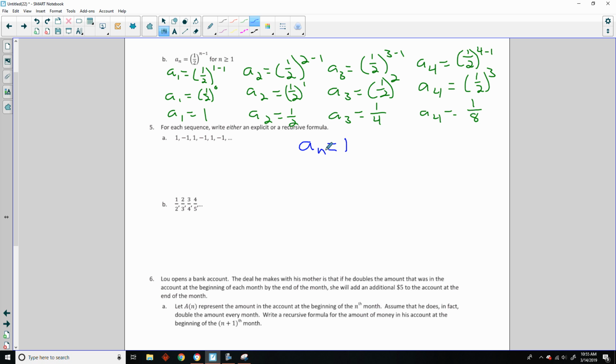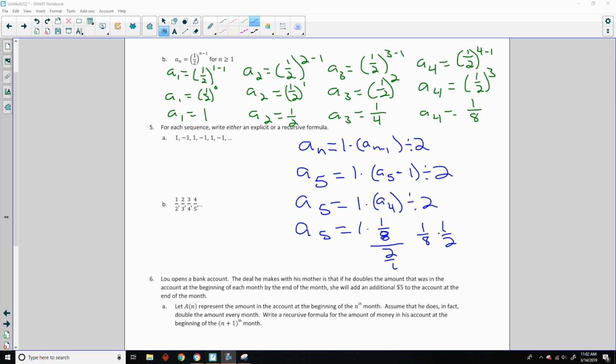So we're taking the first term and then dividing it by 2. So how can we write this? A sub n equals, let me think about this.